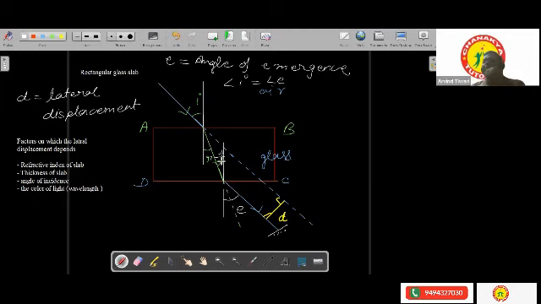So this will happen only if the angle of incidence is equal to the angle of emergence. Another way is to find the refractive index here. Let us say I find the refractive index of glass. Using Snell's law, I will get the refractive index equal to sin I by sin R.